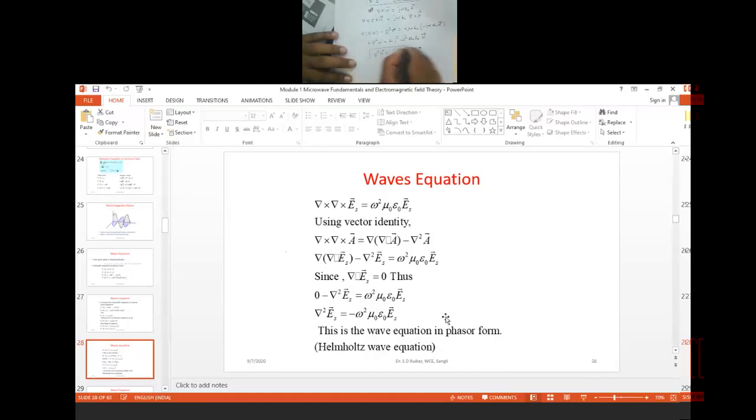Okay, all these are vectors. So now this is the wave equation in terms of what? The magnetic field. This is called the Helmholtz wave equation in terms of the electric field and the magnetic field.